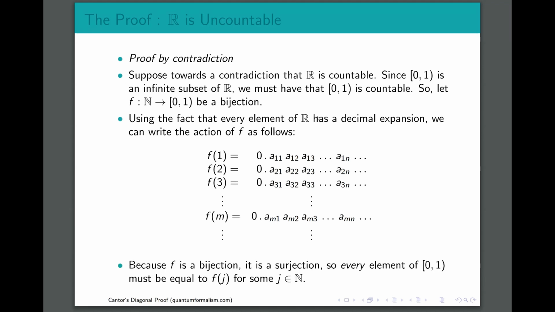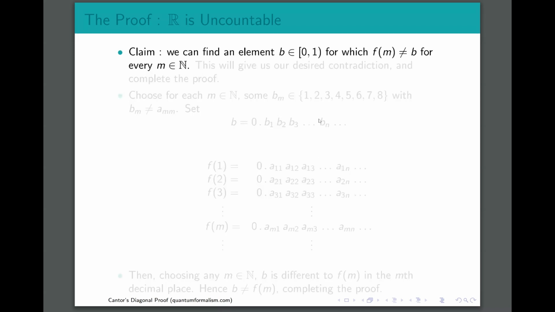We next use the fact that f is a bijection. And bijections are just functions which are both injective and surjective. So f is a surjection as well. What this means is that every single element of this range [0, 1] must be equal to f(j) for some natural number j. This is just the definition of surjective functions.